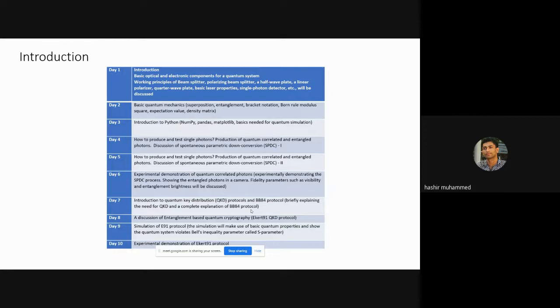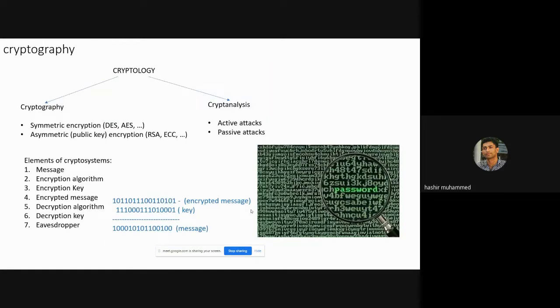So I will move on and talk about cryptography. So what is cryptography? And by the way, if you have any questions, you can interrupt anytime. No need to wait for the end of the lecture. You can discuss anytime. You can interrupt me. There's no problem with that.